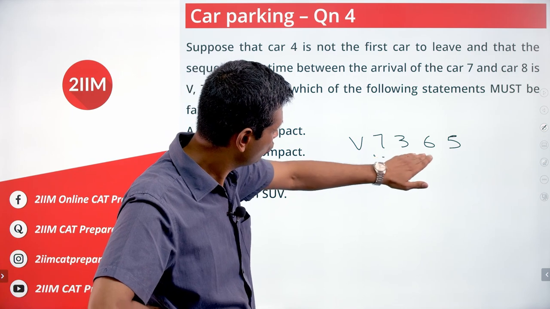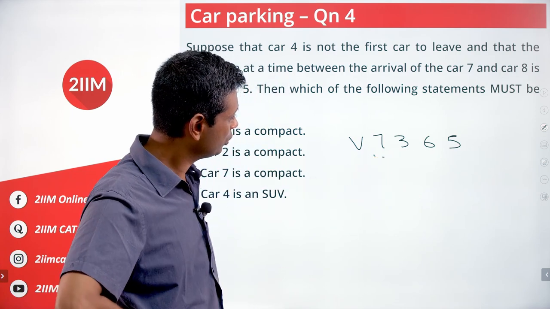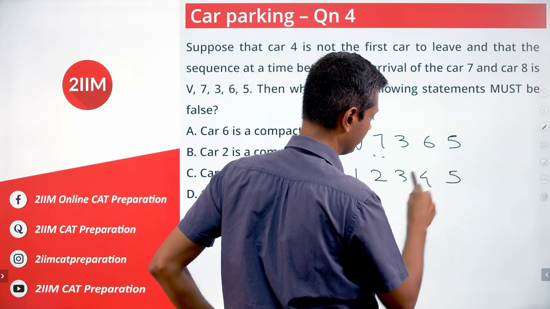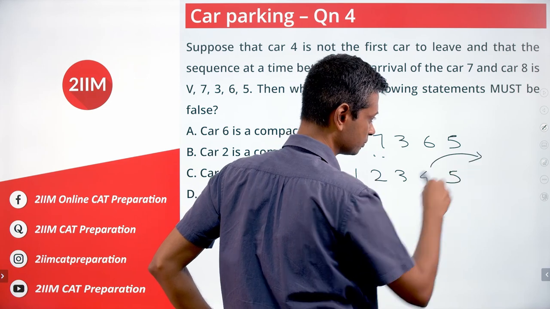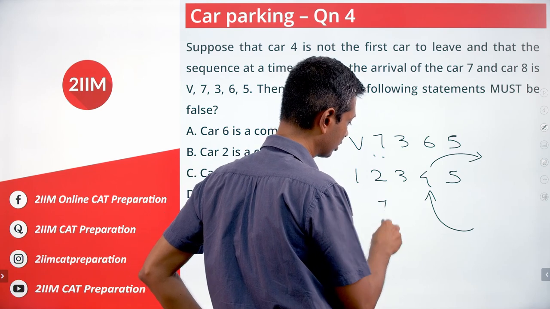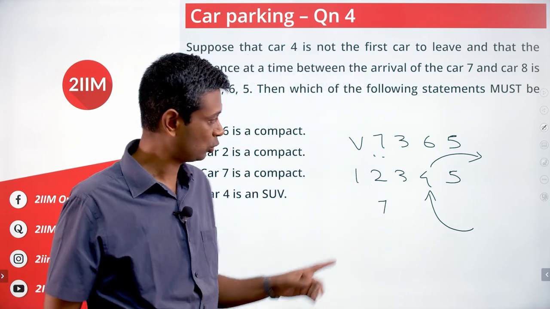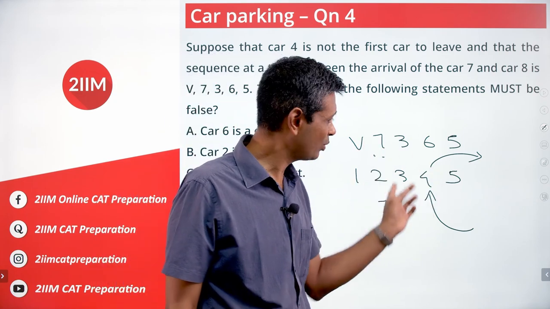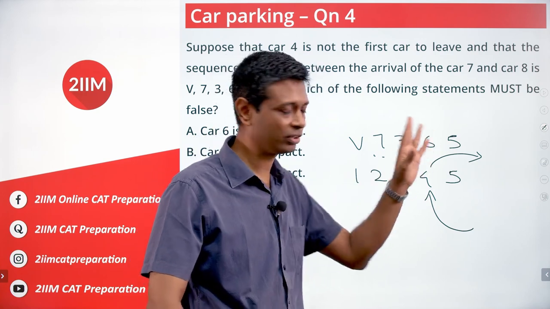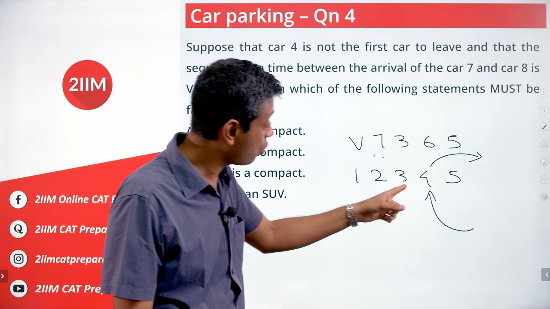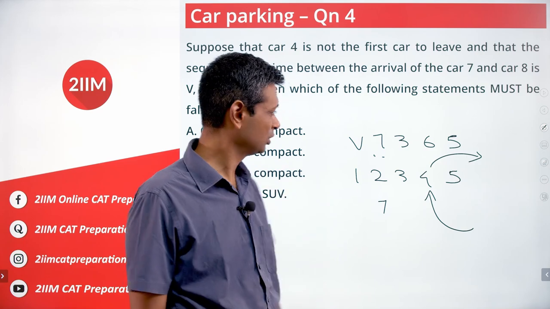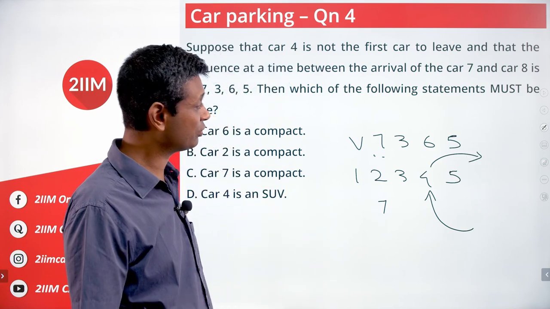Then 3 here, 4 here, then 5. So if you think about it, 1, 2, 3, 4, 5 come in, then 4 leaves and 6 comes and takes a slot here, 2 leaves, 7 comes and takes a slot here, that is possible. And then 1 leaves, we would have this. However, in this scenario, 4 is leaving first. That's not possible. So we cannot have a scenario where 4 is the first one to leave.